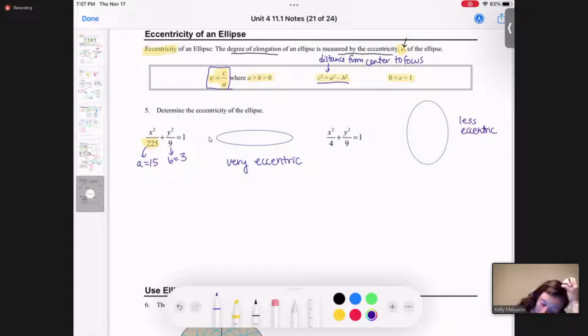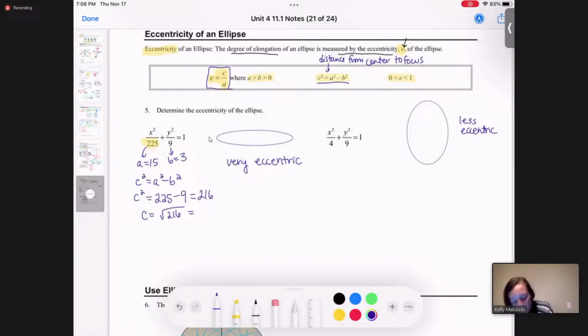So we were able to get A and B, that's the first step. But now we don't have C, and our formula is C over A. So we just use C squared equals A squared minus B squared to solve. C squared is 225 minus 9, which is 216. So C is the square root of 216, which we are going to simplify. It also equals 36 times 6, so this is 6 square root 6.